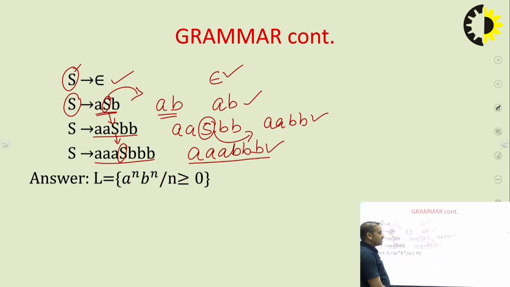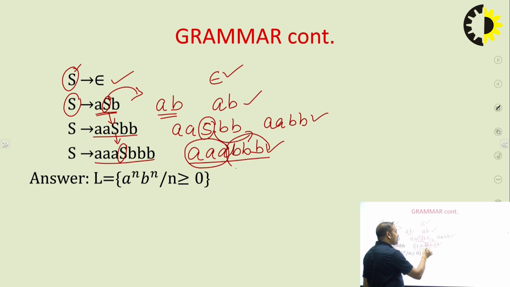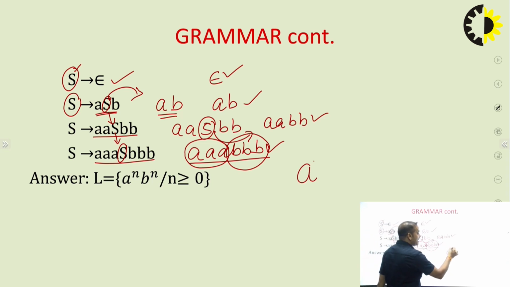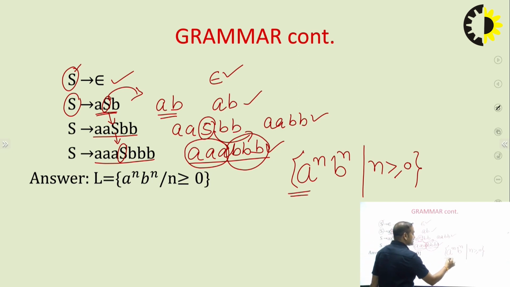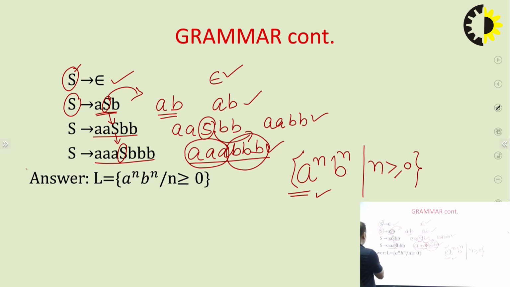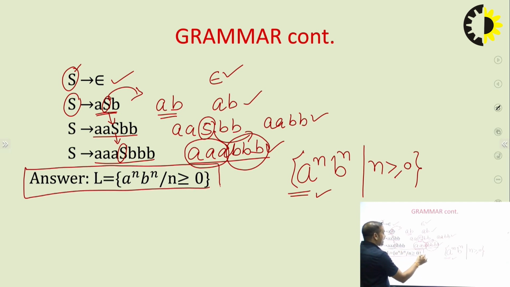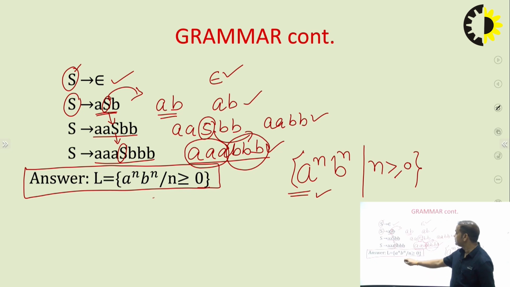This tells that the number of a's at the start of the string is equal to the number of b's at the end of the string. This generates the sequence a power n, b power n, such that n is greater than or equal to 0. This is the language generated by the given grammar. This is written like this: L equals a power n, b power n, where n is greater than or equal to 0. And this is the language generated by the previous grammar. By using this grammar, we generate such a type of language, and the sequence of the language is fixed.